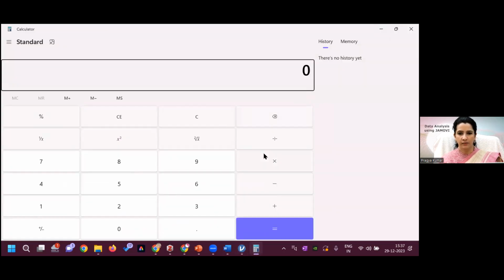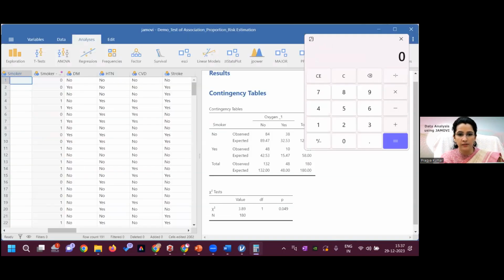And what I did, it is not getting minimized. Yes, so I'll shift this to this place.